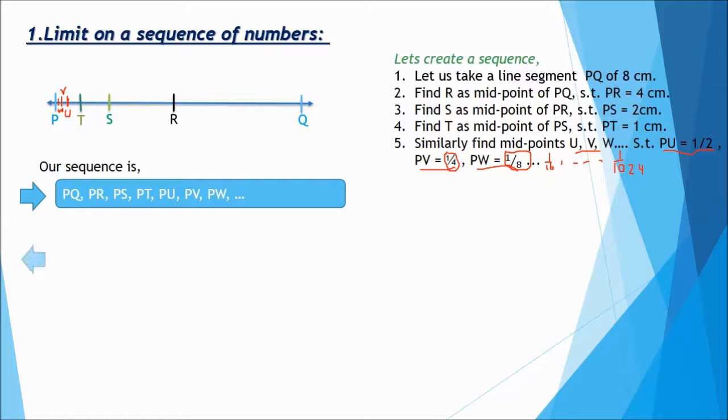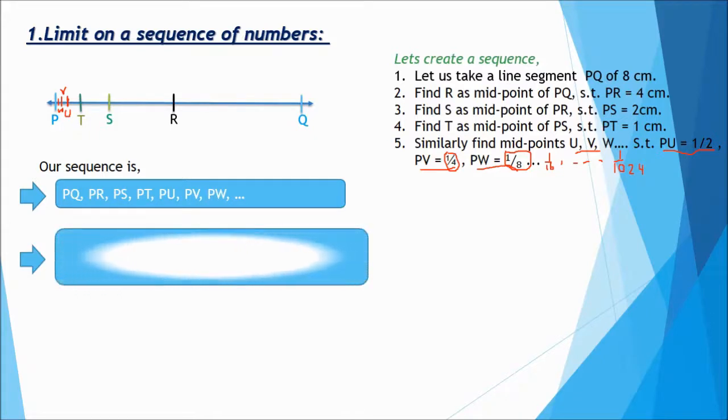Now let's substitute the values of PQ, PR and so on. The value of PQ is 8 cm. The value of PR is 4 cm. Likewise, the value of PS is 2 cm, PT is 1 cm, PU is equal to 1 by 2 cm, which is 0.5. Then this value is 0.5. You can use your calculator, and this is 0.25, 0.125. It's decreasing.